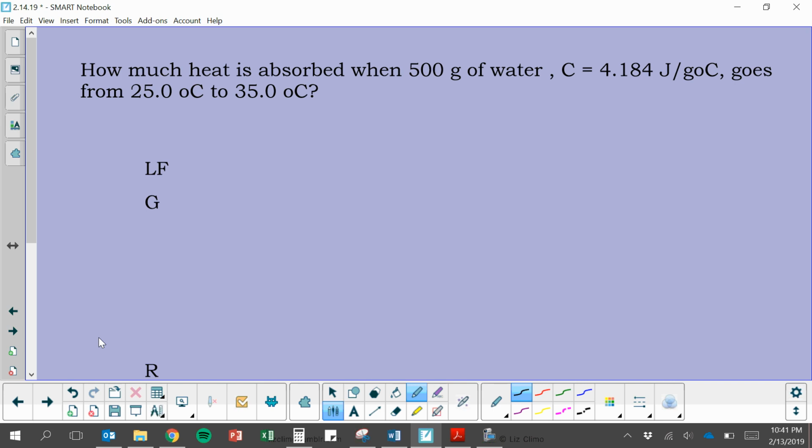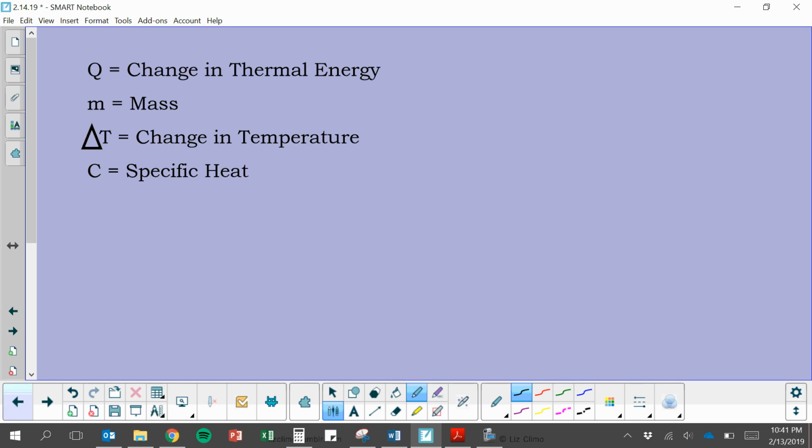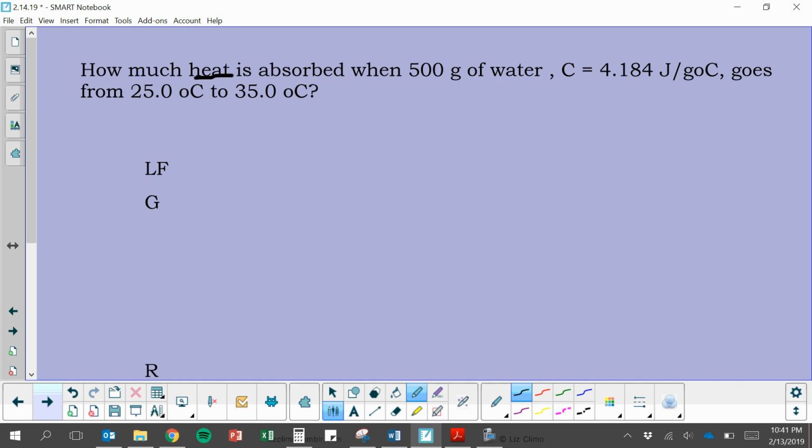So our question here is saying how much heat is absorbed when 500 grams of water, and it tells us C equals 4.184 joules per gram degrees Celsius, goes from 25 degrees Celsius to 35 degrees Celsius. So in this case, we're looking for how much heat. If we go back to our equation, this is going to be the change in thermal energy. So Q is what we're looking for.